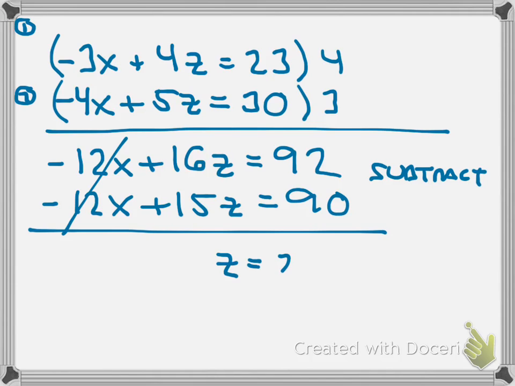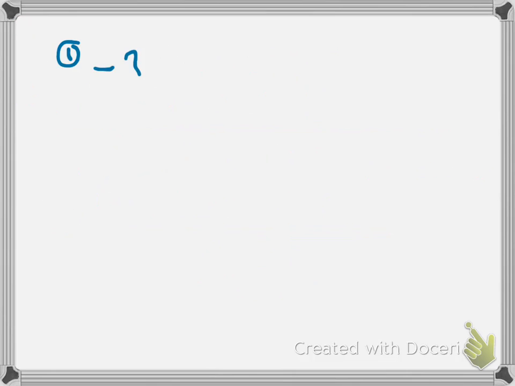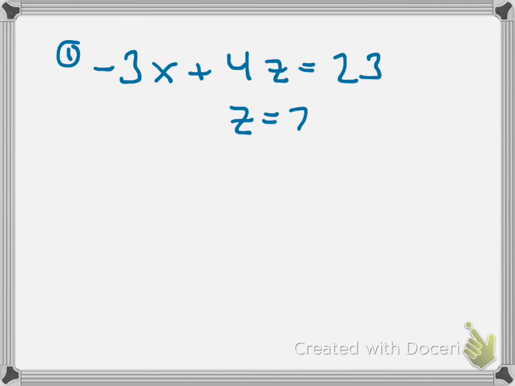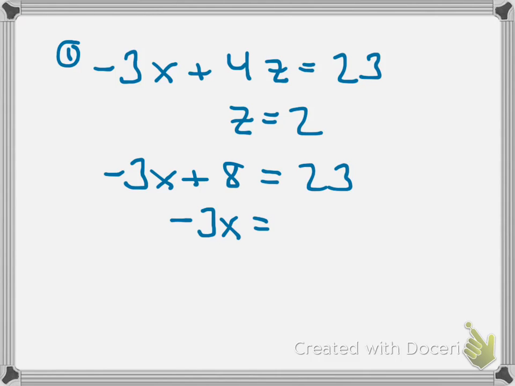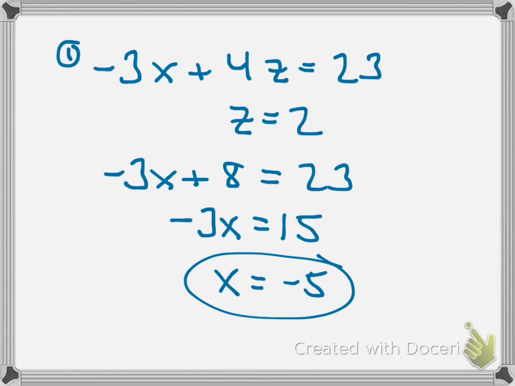Subtraction is sometimes where you have some issues here. But if you subtract down, it comes out quite nicely, z equals 2. Once I know z equals 2, I can plug that into any equation that I see. I'll plug it into equation 1. I do some simplifying, and I'm all set, and I can figure out that x equals negative 5.